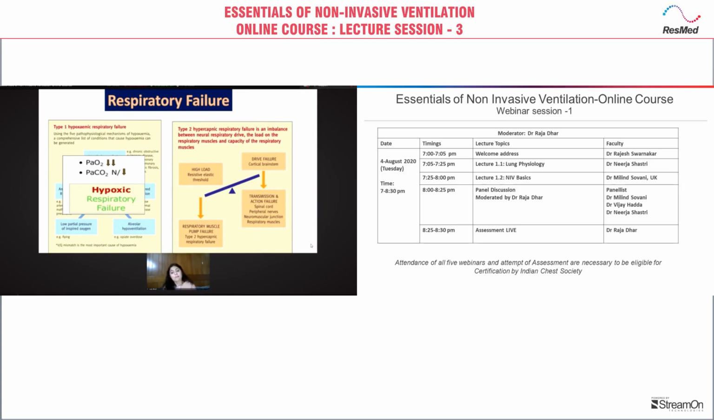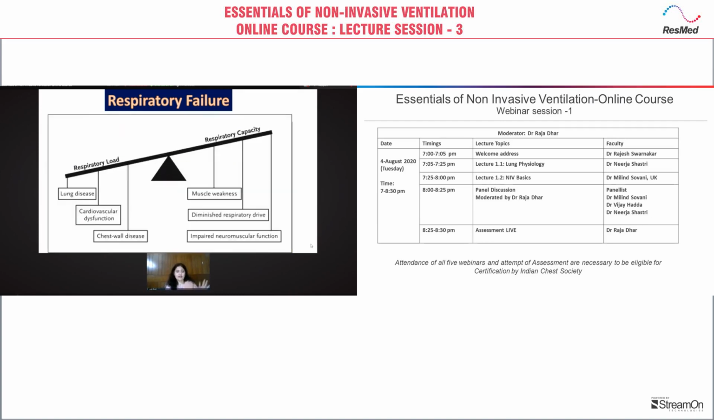On the other side, pump failure is nothing but an imbalance between the higher centers, your thoracic cage, and your respiratory muscle load and capacity. This develops type 2 respiratory failure, where hypoxia definitely is there, but with hypercapnia, so we call it hypercapnic respiratory failure.